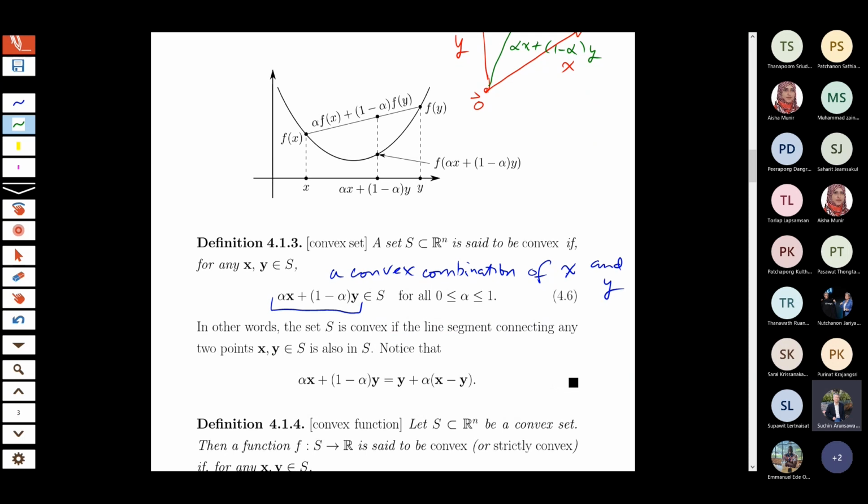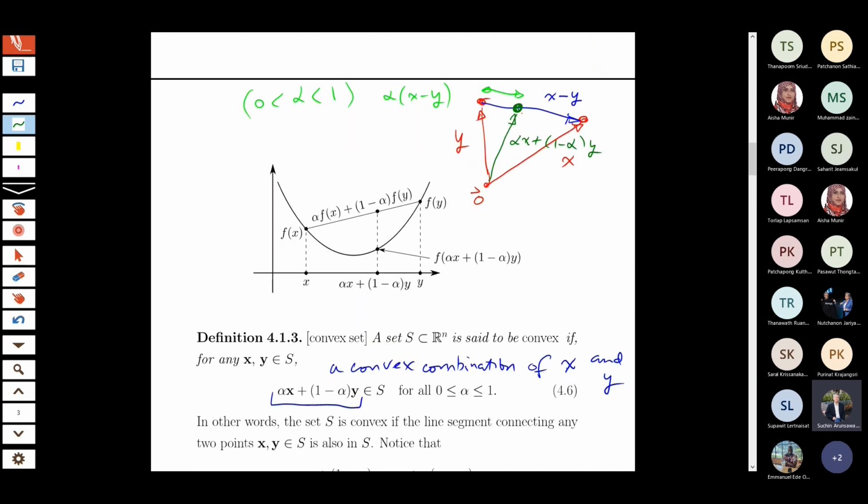So once we know this, a convex set S is a convex set if for any given two points x and y in the subset S, the straight line connecting the two points must be in the convex set S.